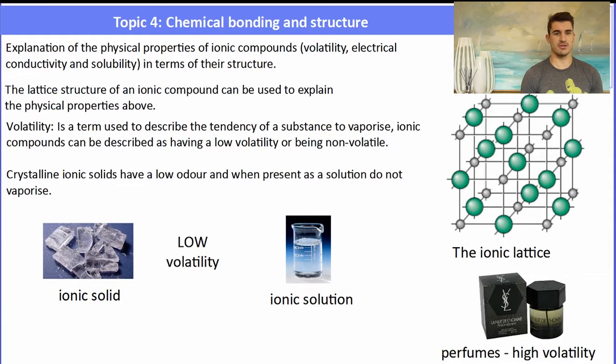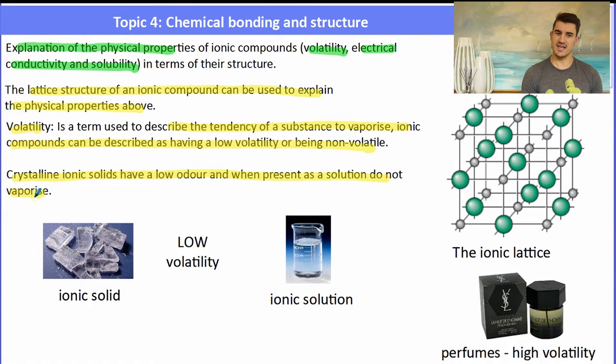Okay, let's talk about some of the properties. We need to be able to explain the volatility, electrical conductivity, and solubility of the ionic compounds. So we can use the structure of ionic compounds to explain those properties. The first one is volatility. Volatility is used to describe a substance that turns into a gas easily.